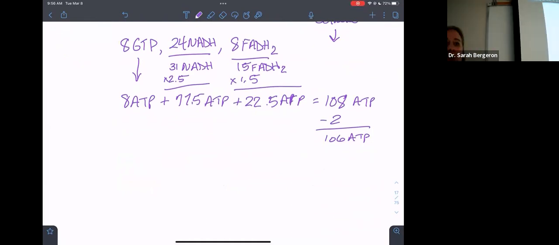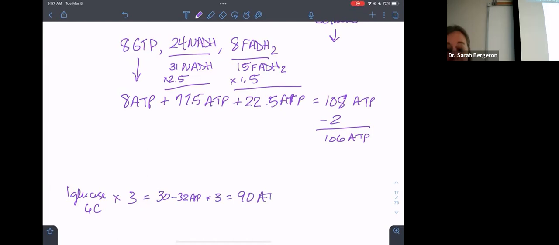So how does that compare to glucose? How many carbons are in glucose? 1 glucose is 6. So how many do we need to make 18? 6, 12, 18, times 3. So about how much ATP do we get from 1 molecule of glucose? Like 30 to 32 ATP. So times 3 would give us 90 ATP. So we do make significantly more ATP in beta oxidation than in glycolysis, about 33% more.